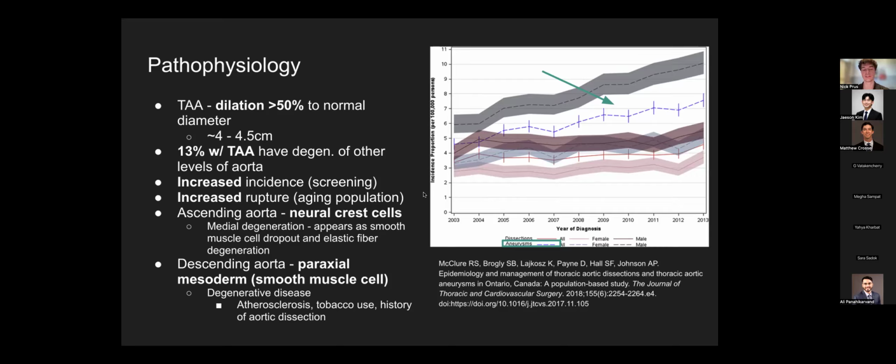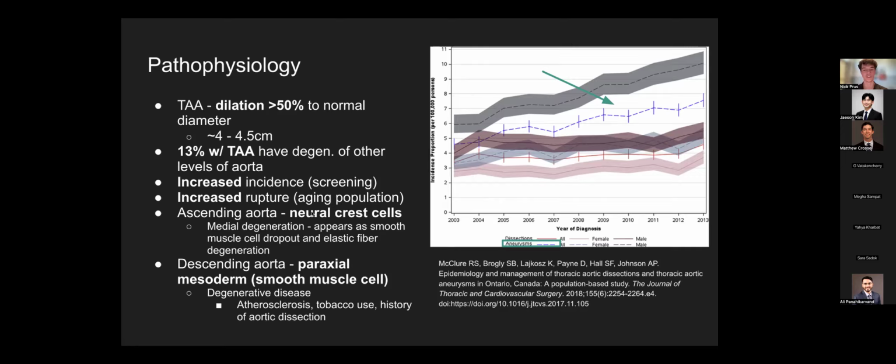An important distinguishing factor between the ascending and descending aorta is where the cells are derived from. The ascending aorta has cells that are derived from neural crest cells, so this is from the neuroectoderm, and medial degeneration can occur here. So there's smooth muscle cell dropout and also elastic fiber degeneration. This is different from the descending aorta, where the cells are derived from the paraxial mesoderm. These are smooth muscle cells, and degenerative disease is more likely to occur in this area.